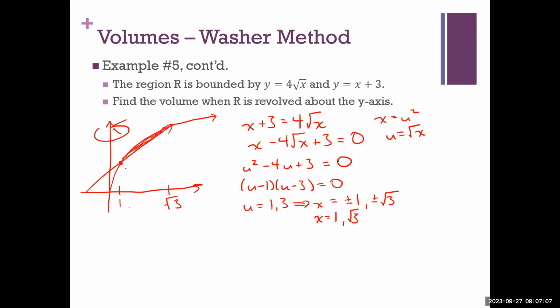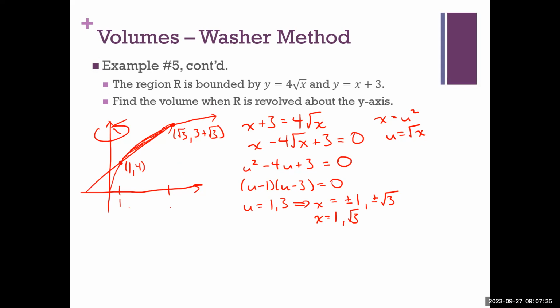So this point right here is going to have coordinates of 1, 4. And this right here is going to have coordinates of radical 3, 3 plus radical 3. What's that? Oh, did we go the wrong way?